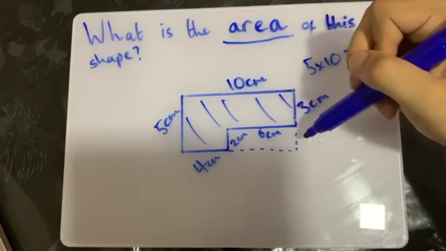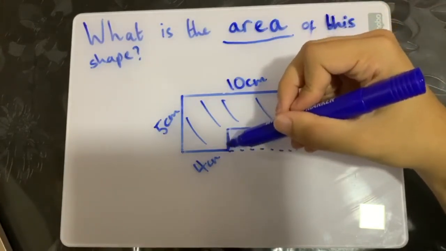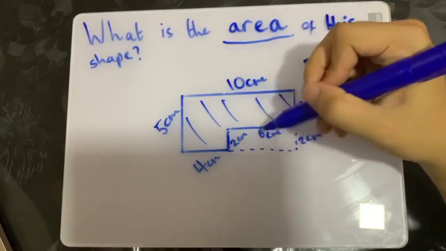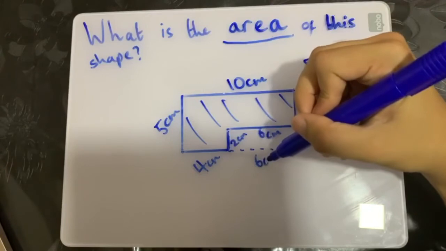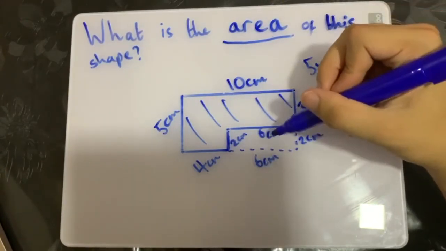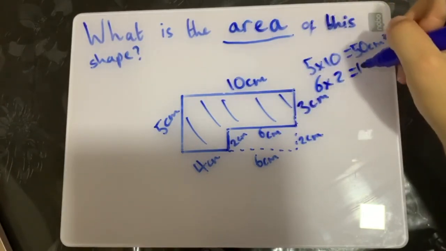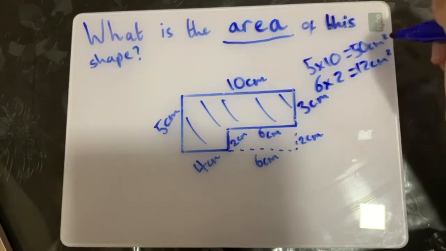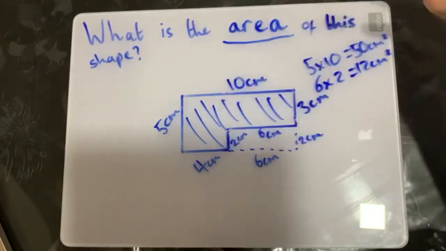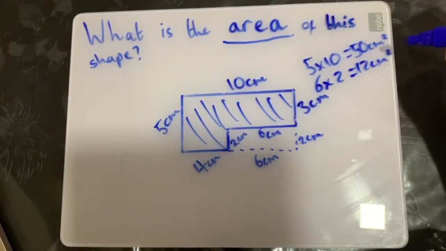Now I need to find this rectangle's area. So I can see here that my side is 2 centimeters, which means this one is as well. And this side up here is 6, which means this one is 6 as well. So to find the area of this shape, I need to do 6 times 2, which makes 12 centimeters squared, which means that to find the area of this shape in here, I need to do 50 centimeters squared take away 12 centimeters squared.